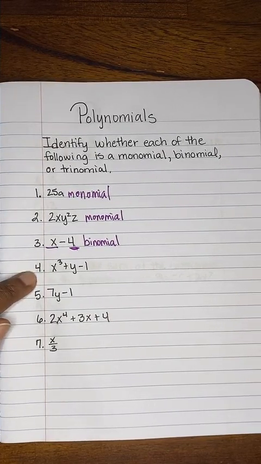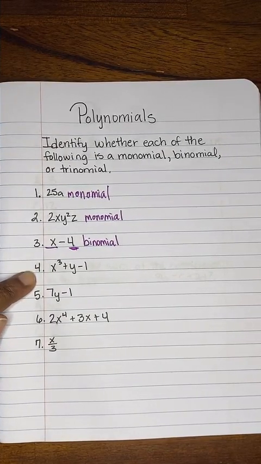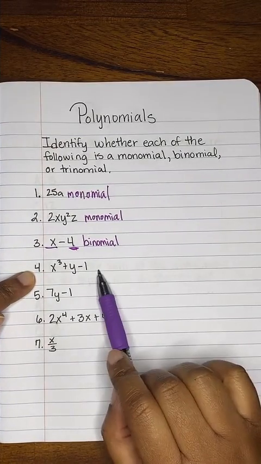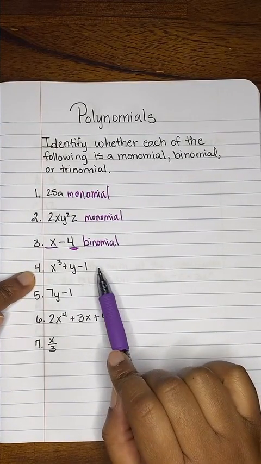Number 4. What do you guys think number 4 is? Would you say monomial, binomial, or trinomial?